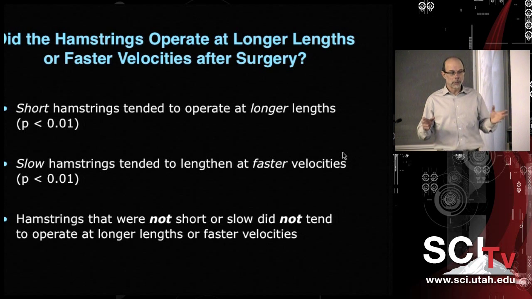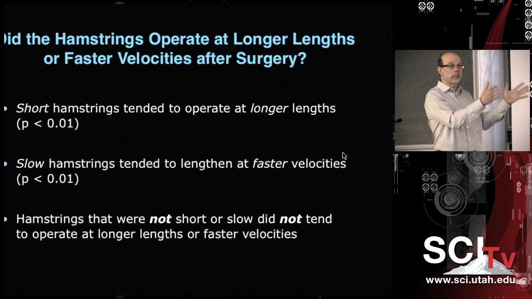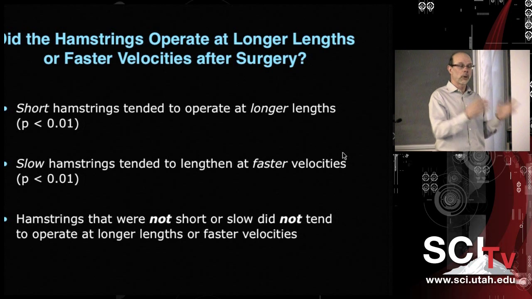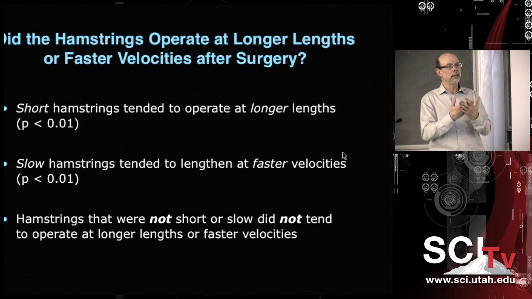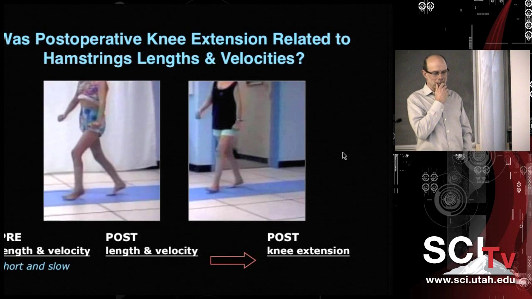The 150 patients came from two different hospitals, and these were the hospitals where 90% got it and 10% got hamstring lengthening. So we had a big pool of subjects who had short hamstrings that never got lengthened, and another pool that didn't have short hamstrings that always got lengthened. So we could see what the problem cases were. So did they get better? I'll show you some cases.